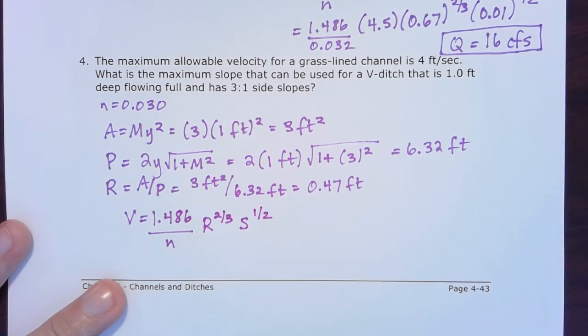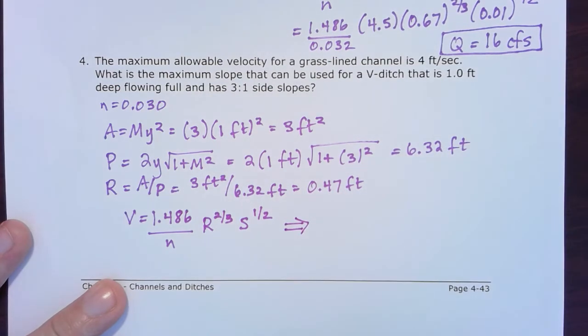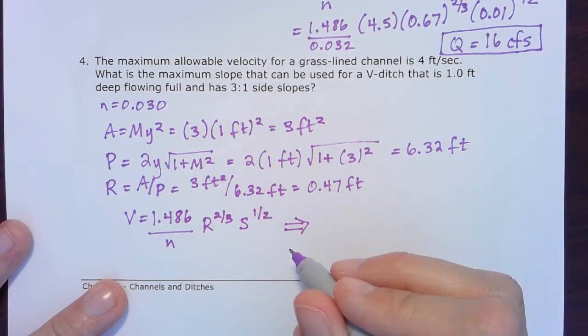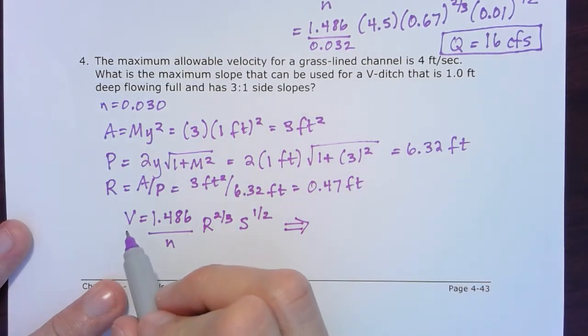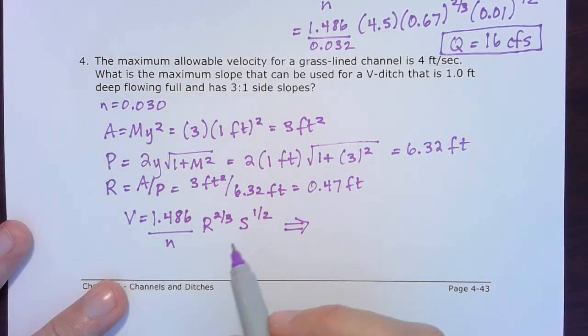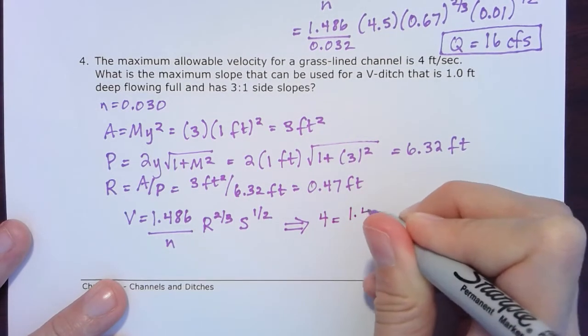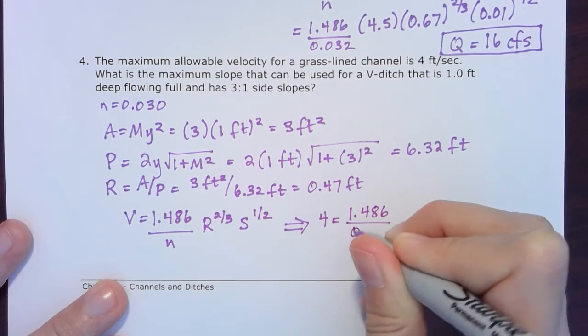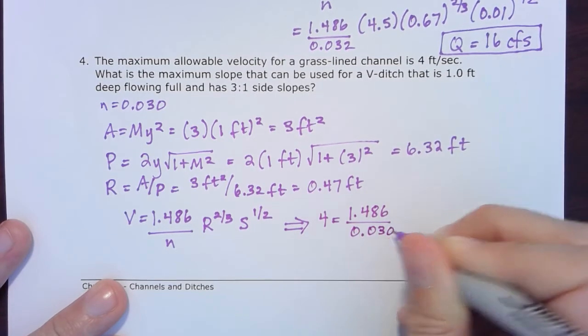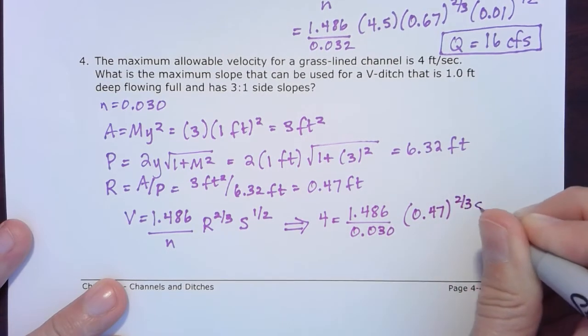We can plug in what we know, or we can algebraically rearrange it to solve for slope. I know that people are going to plug in what they know, so let's just go ahead and do that. So velocity is 4 feet per second. I'm just going to put that in as a number because my units are going to work out in the end as long as I put velocity in feet per second, and hydraulic radius in feet, and my slope as a decimal. All right, so we'll say 4 for that velocity, and that's 1.486 divided by this 0.030, and then R, that 0.47 to the 2/3 times s to the 1/2.